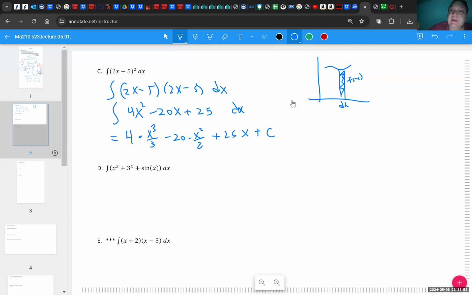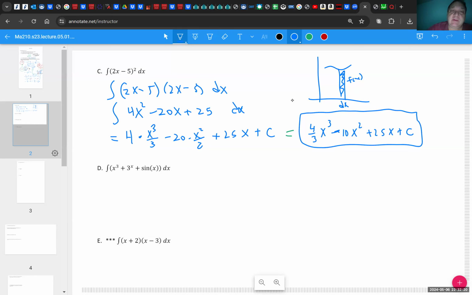Don't forget the plus c. You'll be sad that you lose a point on each question where you forget the plus c. So remember that, please. Let's write this in a simplified format. So we get 4/3 x cubed, and that's minus 10 x squared. And then we get plus 25x plus c. And that is the simplified answer for the integral of 2x minus 5 all being squared.